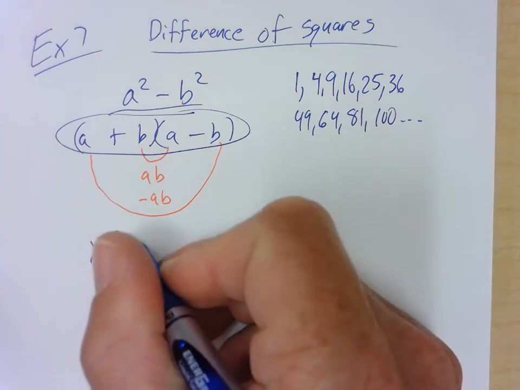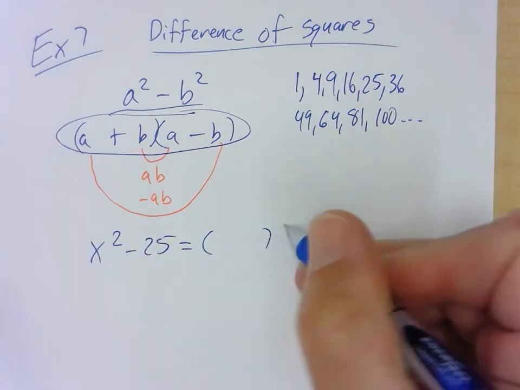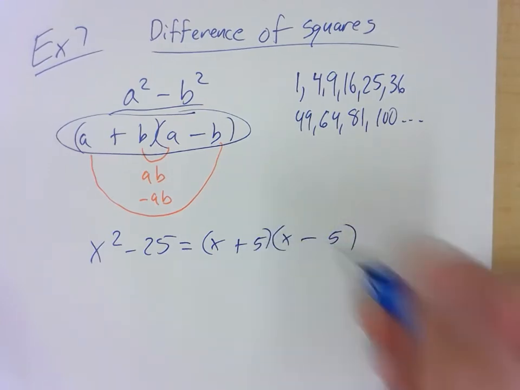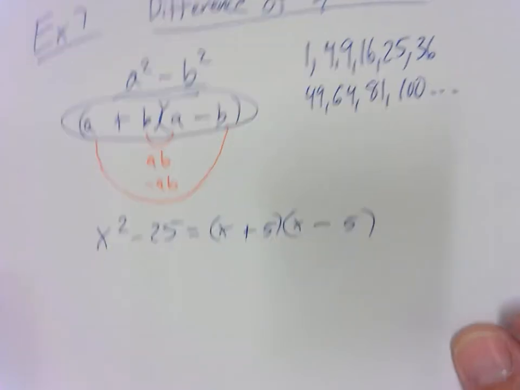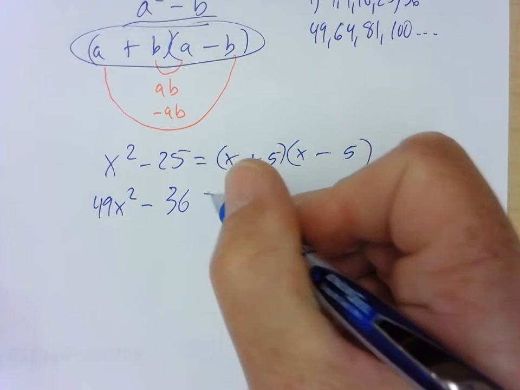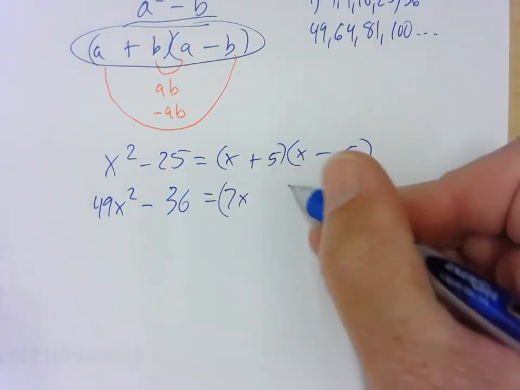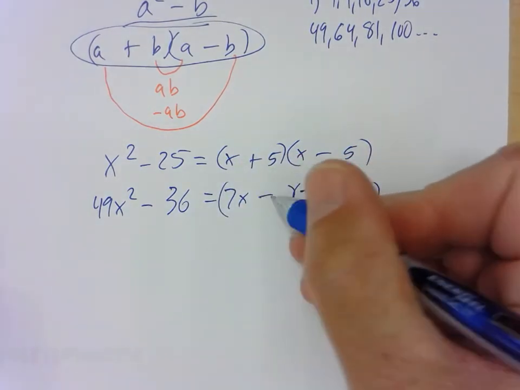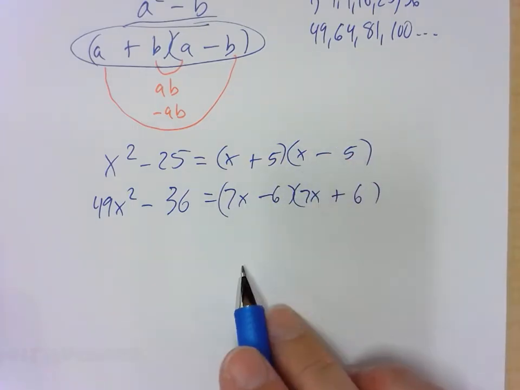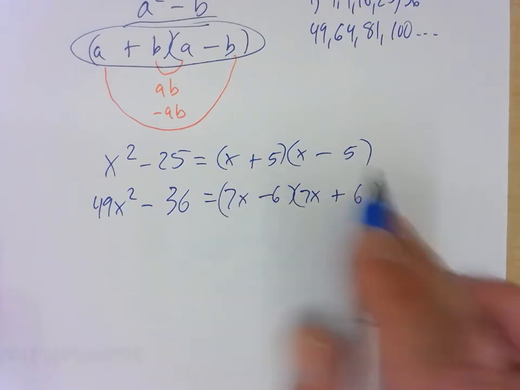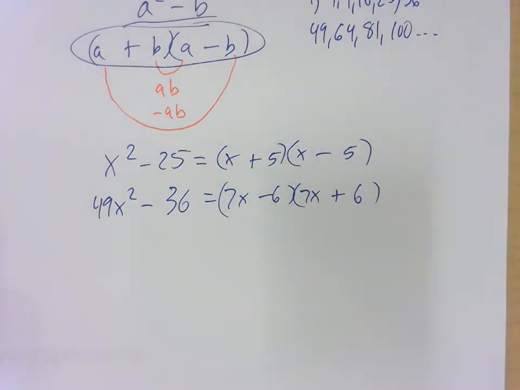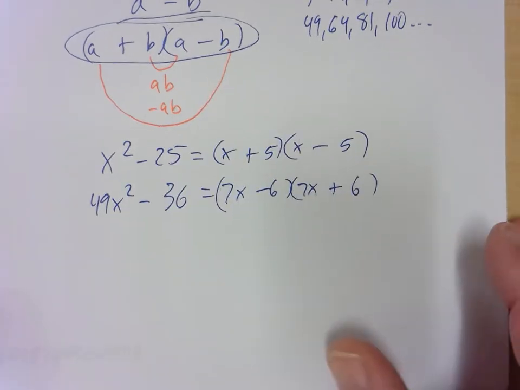We can do x squared minus 25, which would be x and x, 5 and 5, one's plus and one's minus. And you can even add numbers to the front of it. So you could do 49x squared minus 36 is equal to 7x and 7x and minus 6 and plus 6. So you can put the plus first or the plus second. I guess I was feeling kind of positive here and a little negative here. And you can switch the order because multiplication is commutative, right? 2 times 3 is 3 times 2.